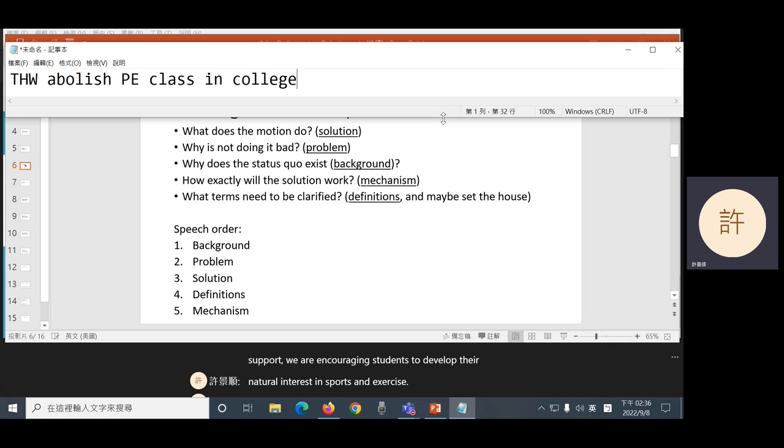And then I also might want to define the house as MCU, because at MCU, even if you don't exercise, simply walking up and down the campus is exercise. So those are some other ideas that you can consider about this motion. Questions?